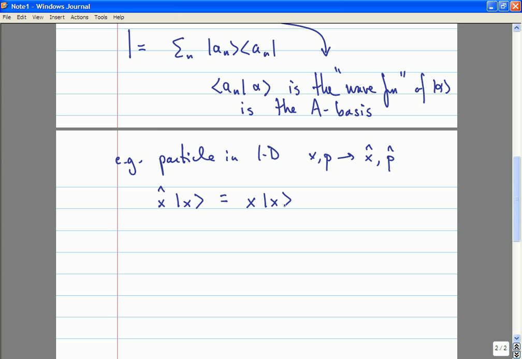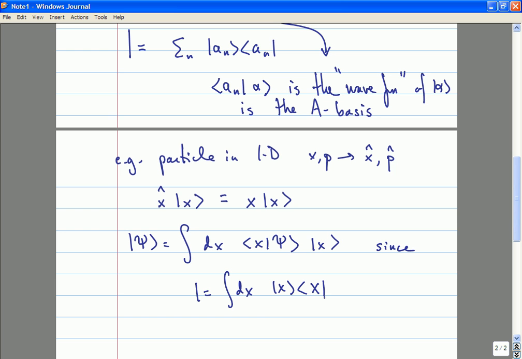So the state |x> here is the state where the particle is in a definite position x. And then an arbitrary state psi can be expanded in this basis using the fact that 1 is equal to the sum over x of the projection operator onto the basis element |x>. And then this quantity here is nothing more or less than what we usually call the wave function psi of x.